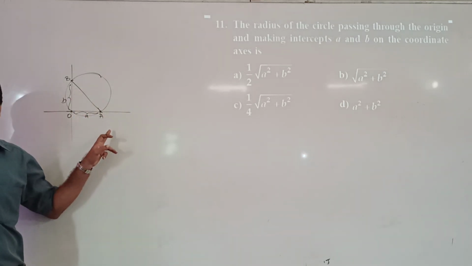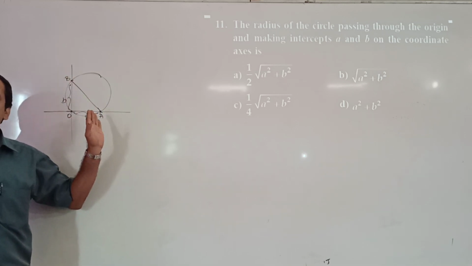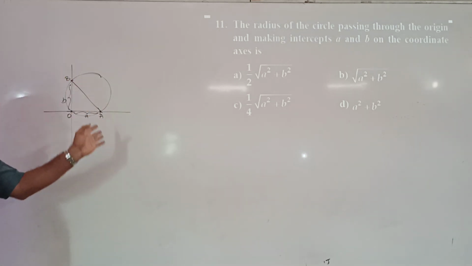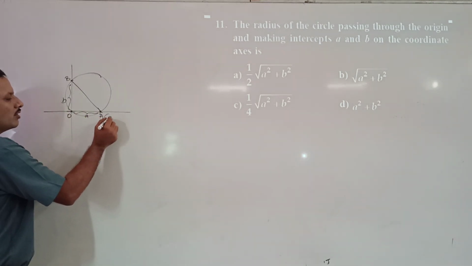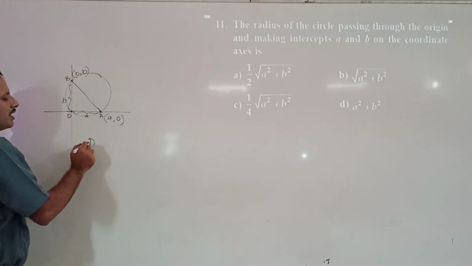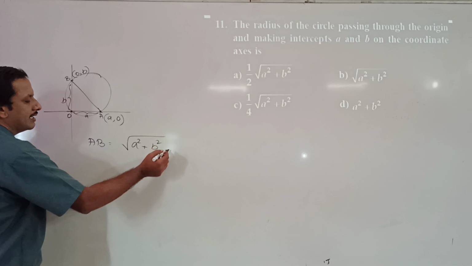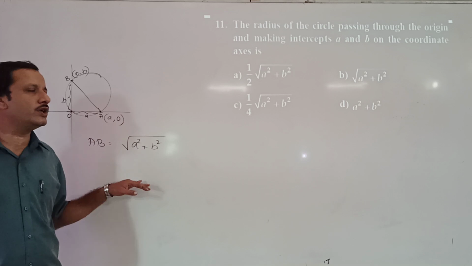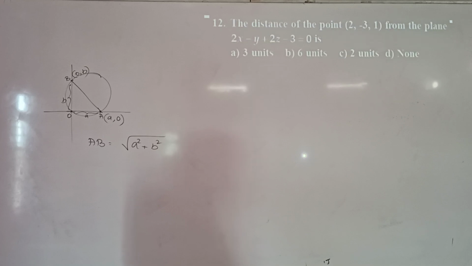Angle AOB is 90 degree. Therefore, this AB will become the diameter. As we know, angle in a semicircle is 90 degree. Right? This is 90 degrees. This is a semicircle. So AB becomes the diameter. This intercept, x-intercept is A, so the coordinates of A are (A, 0). Similarly, B is (0, B). Find out this distance. This will give you the diameter. Root of A square plus B square. This is the length of the diameter. We want the length of the radius, divided by 2. So, first option is the radius. That's the correct answer.